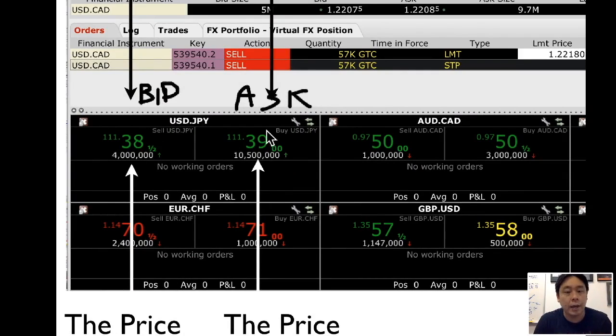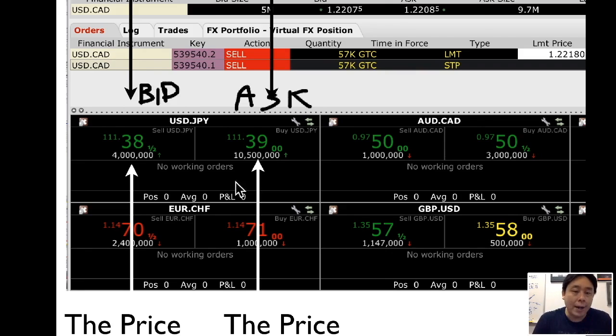So in this case, you can see that the ask is 111.39 and the bid is 111.38. So in fact, sorry, it's 111.38 and a half. So that's a fractional pip, if you remember. But in actual fact, what is the spread, or the difference between the bid and ask? In this case, it is half a pip. The spread is half a pip. In this case, you can see Aussie Cat, again, the difference is half a pip. Over here, it's half a pip.